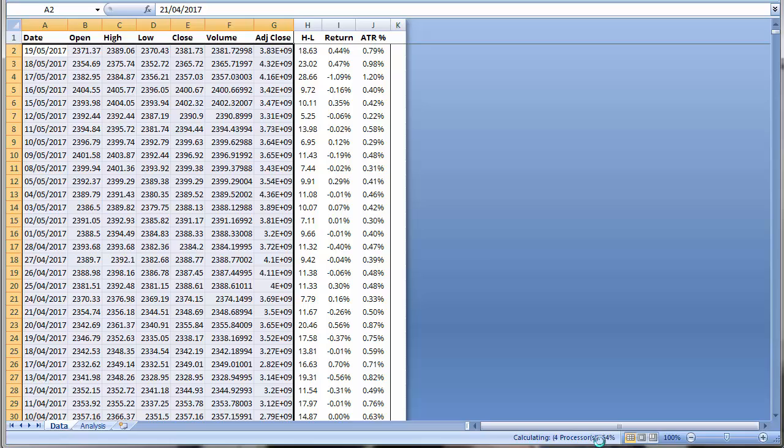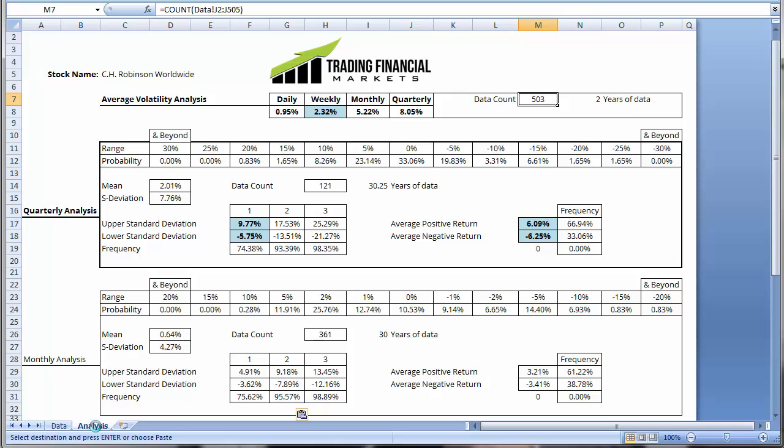And we'll just give that spreadsheet a second to update. You can see it's calculating here. Once your spreadsheet is done updating, when you then jump into the analysis tab, you're going to have the relevant data. Now, if you're going to save these, update them as you go. So we're now looking at the S&P 500. Okay, and you can see here that the average volatility for the S&P 500 is less than 1%.